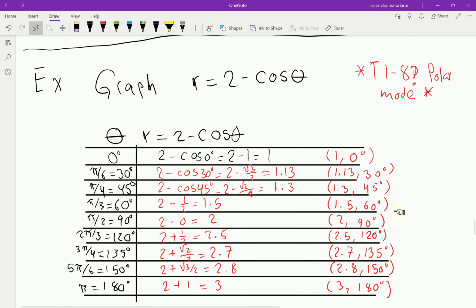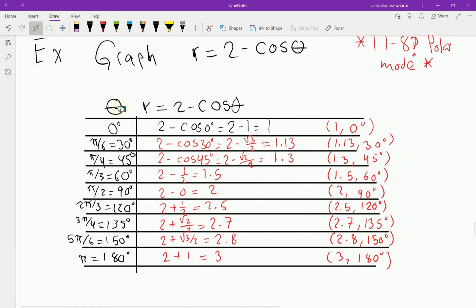Okay, so let's see. I want to graph 2 minus cosine theta. Remember, we have to think of theta as the independent variable. It's kind of like my x. And r is the dependent variable, kind of like the y. So I made some choices for theta: 0, 30 degrees, 45, 60, 90, 120, 135, 150, 180. I'm going to plug those values into my polar equation. I'm going to replace theta with 0, 30, 45, and see what the corresponding r is.